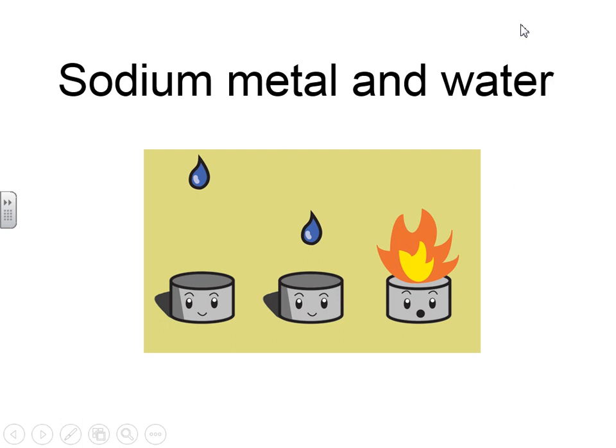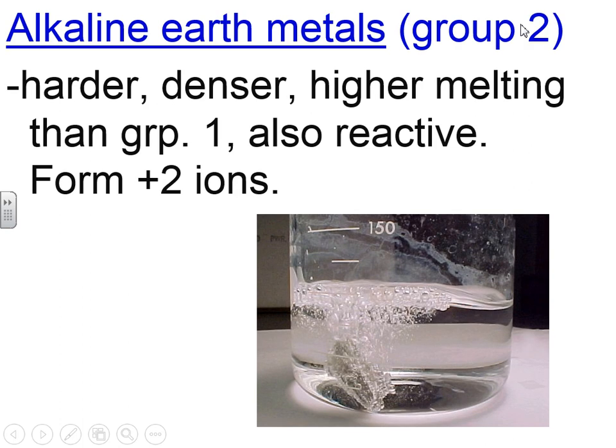The second group are called the alkaline earth metals. Now, the reason why the first and the second have this word alkali in them, we'll talk about this a little later, and this is the idea of basic. These metals, when they react with water, actually become basic, or make the solution basic. And so you have an example here.